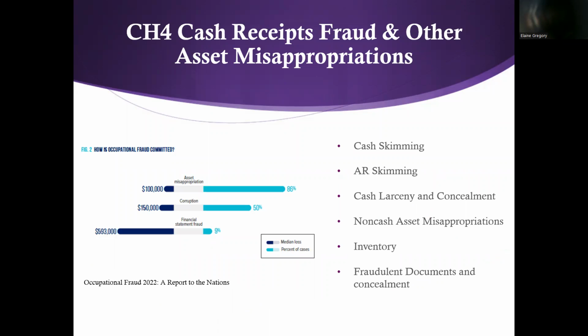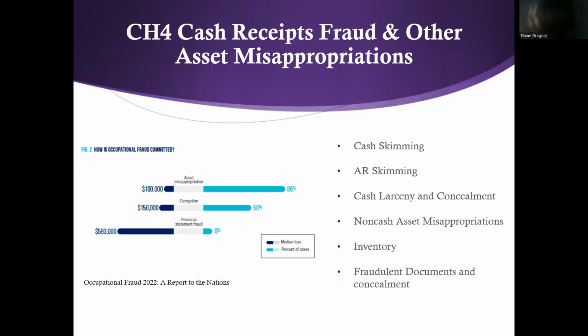In the occupational fraud report for 2022, asset misappropriation was pretty much 86% of the cases. And that includes everything from stealing cash to manipulating the AR accounts, looking at inventory, and other non-cash misappropriations.